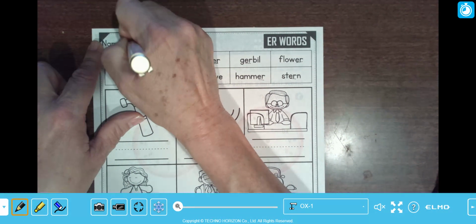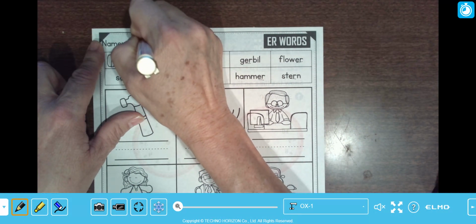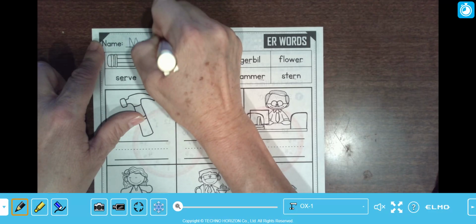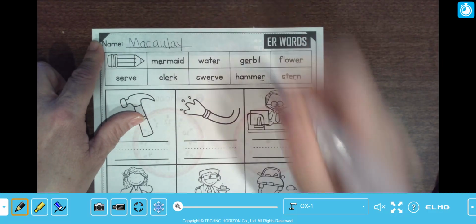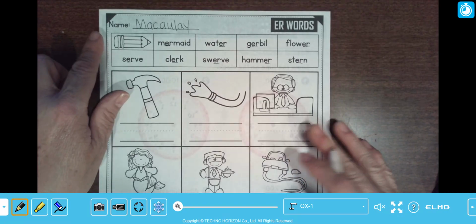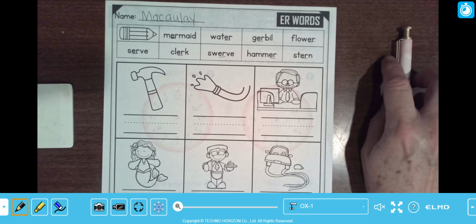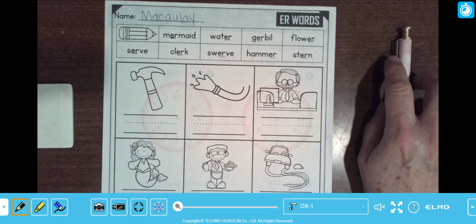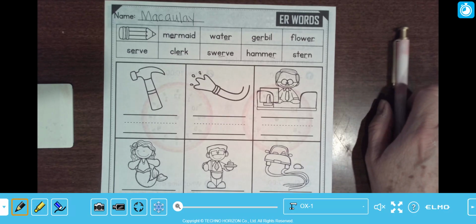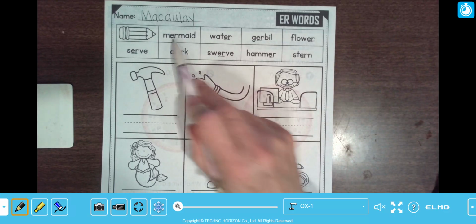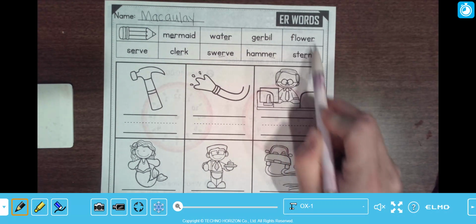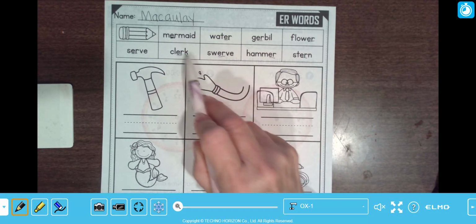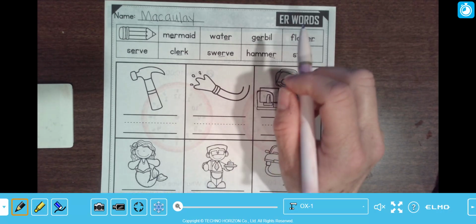You write your name and I'll write mine. Okay, so I'm going to start with the learning goal. Please repeat after me. I am learning to read and write words with the ER vowel team. Okay. So you see this, that is a vowel team. It makes a vowel sound. Okay? And each syllable must have a vowel sound.